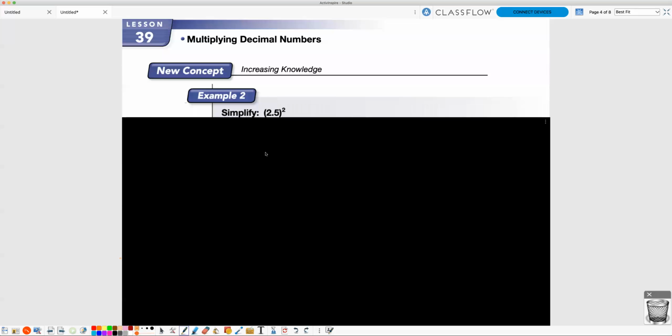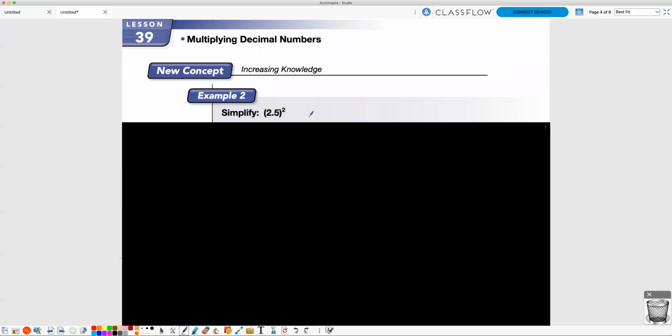Let's look at another example here. Simplify 2 5/10 squared. Now remember, this means 2 5/10 times 2 5/10. That's what the exponent of 2 means. So if I'm going to do that just as it's written, 2 5/10 times 2 5/10, that's just the same as multiplying 25 times 25.